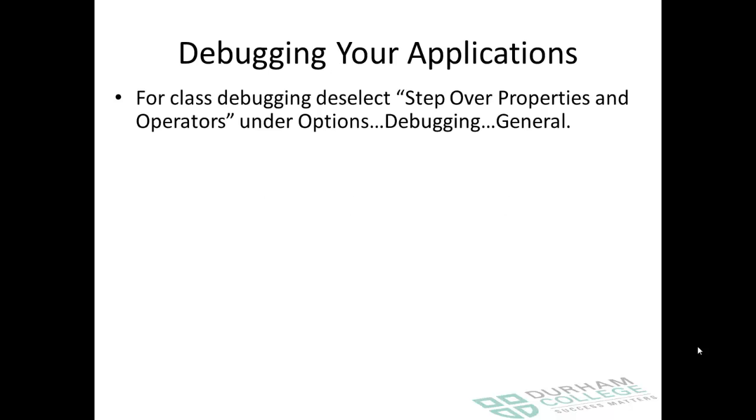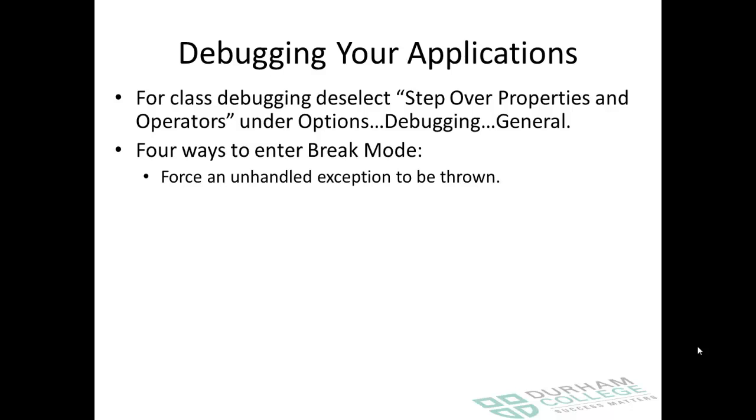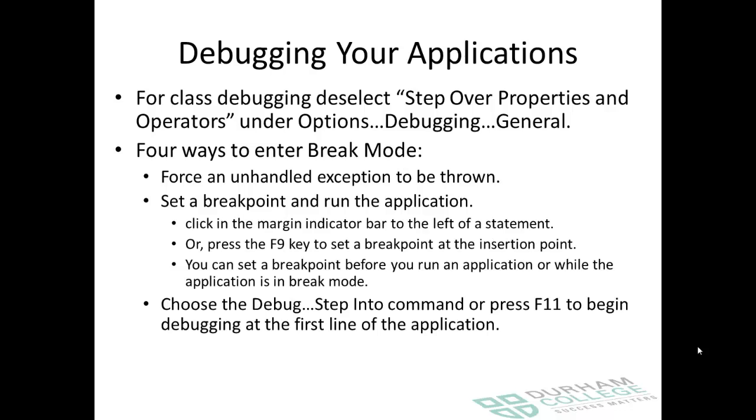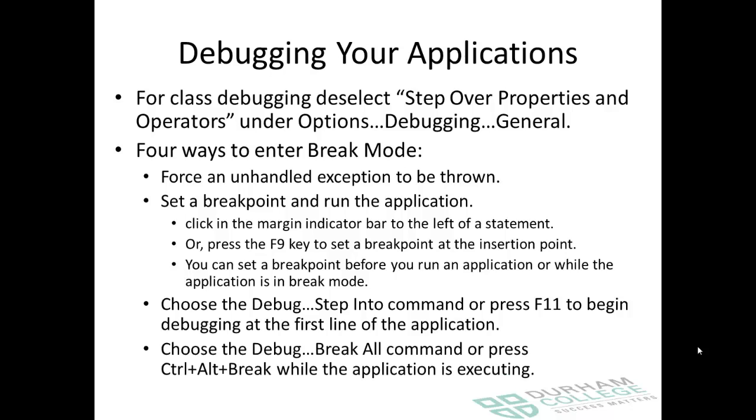In terms of debugging, the main thing we're going to be talking about is using break mode. So there are 4 different ways to enter break mode. One is you can force an unhandled exception to be thrown, or alternatively, you'll end up in break mode if you have an unhandled exception to be thrown, whether you expect it or not. You can set a breakpoint and run the application. You can choose debug or step into command or press F11, or you can use Control-Alt-Break. This is really, as far as I know, the whole reason keyboards have a break button. So now you finally know the answer to that age-old question.